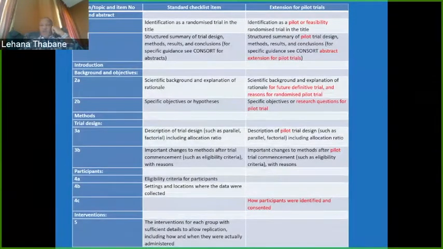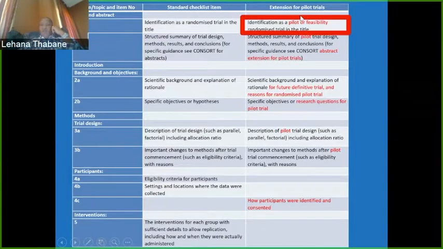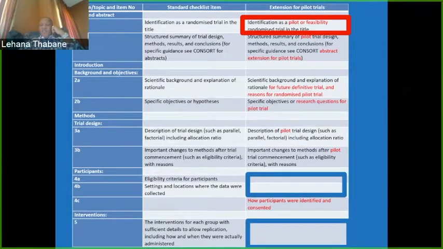For instance, here's the checklist. This is what it looks like. In the first column, you have the original checklist, and then you have the extension to pilot trials. And if you look at the first item, we have modified it to include the word pilot or feasibility randomized control trial. And then if you look at these two items, we don't actually include the items because the same item that was in the original checklist would also apply to pilot trials.